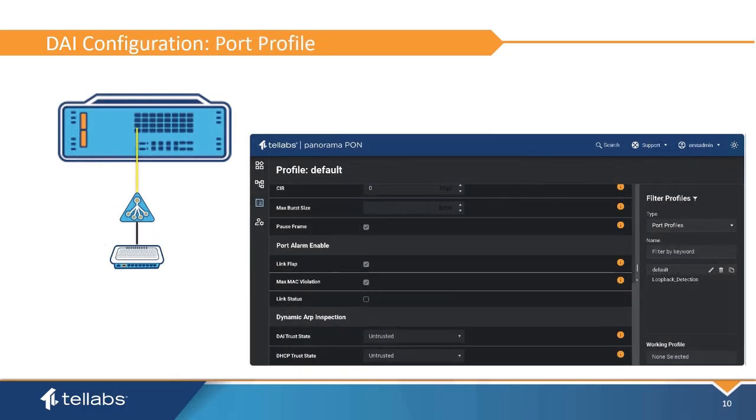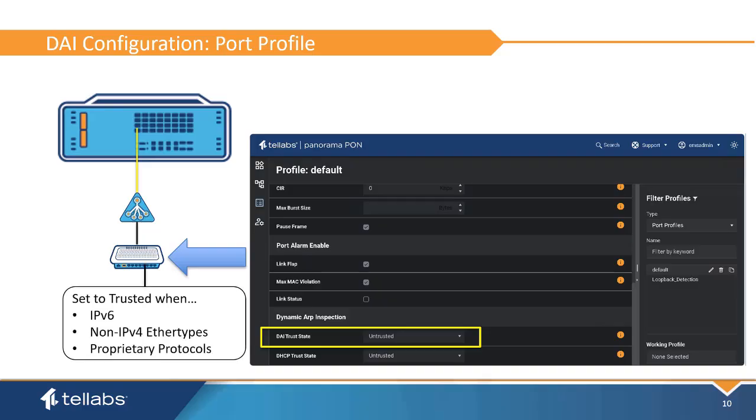The port profile allows disabling DAI on specific ports for valid network requirements that conflict with DAI rules. Trusted ports skip ARP checks, though this is rarely needed. For example, devices using IP version 6 or non-IP version 4 ether types, or proprietary non-IP protocols may not support IP to MAC bindings, preventing ARP or DHCP snooping.